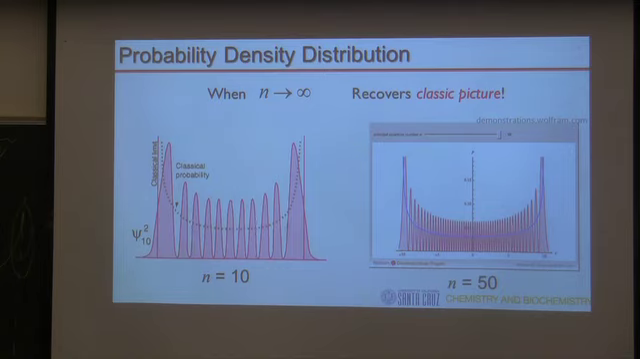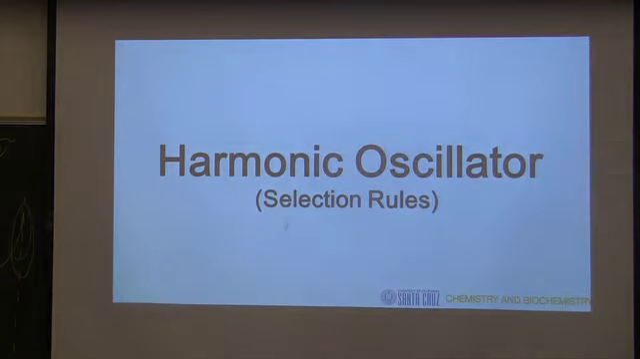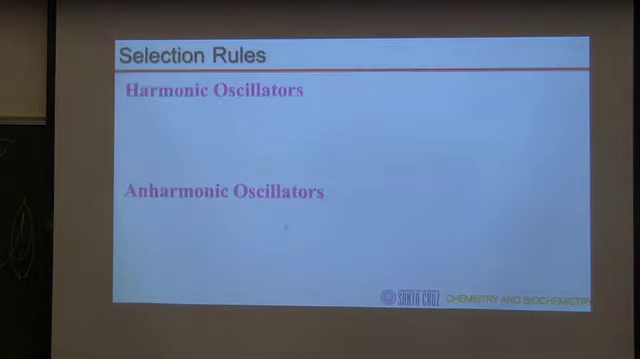Okay, this is another example. The third one for the harmonic oscillator is the selection rules. Selection rules are derived from the time-dependent Schrodinger equation, and we don't care about that. So here I just give you the conclusions, and you only need to memorize those conclusions. You don't even need to know how we derive them. The selection rules apply for two different kinds of oscillators. The first one is the idealized model, the harmonic oscillator. The second one is a somewhat more real model, the anharmonic oscillator.